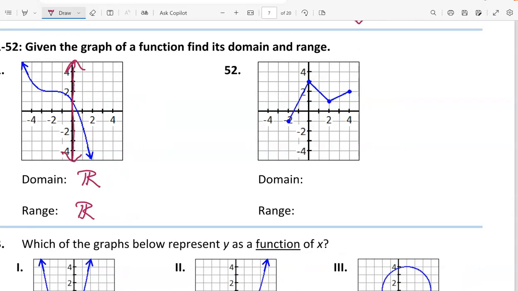For number 52, the domain is the values of x, which extend from -2 to 4, so the domain is -2 is less than or equal to x is less than or equal to 4, and the range is the set of all y values, so the y's extend from -1 up to 4, so the range is -1 is less than or equal to y, which is less than or equal to not 4, but rather 3. 4 is marked up there, but the highest point is actually at 3.